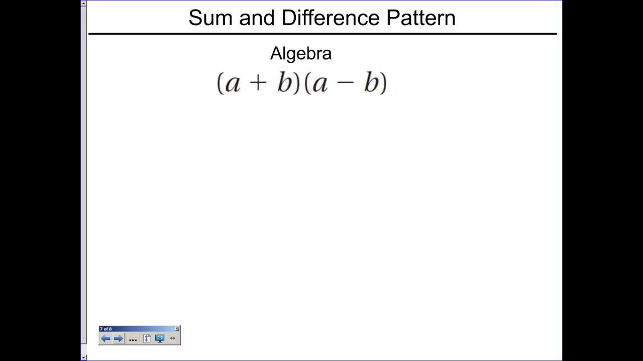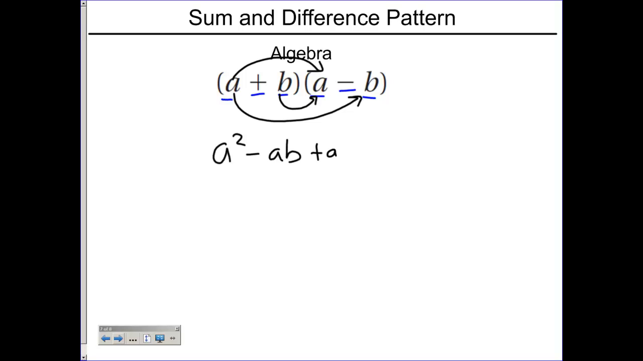The last one is a sum and difference pattern. Now it's very important to understand that you have to have opposite signs here, and the first term has to be exactly the same and the second term has to be exactly the same. And the way that this pattern works out is we do a times a, which gives us a squared, a times negative b, which will give us a negative ab, and then a positive b times a will give us a positive ab, and then a positive b times a negative b will give us a negative b squared.